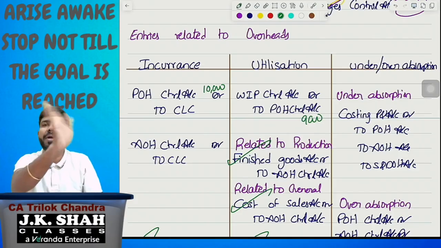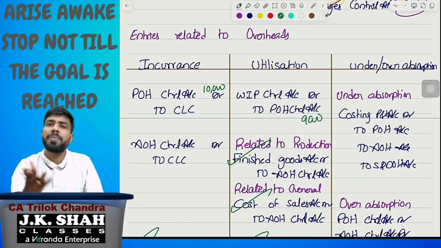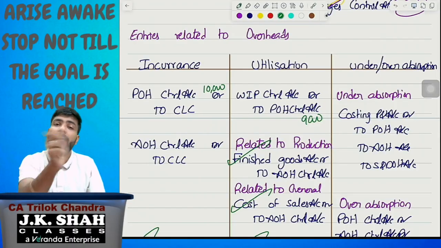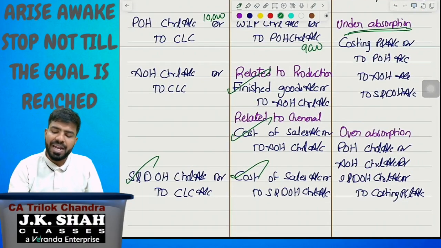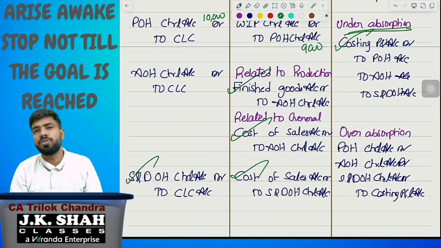So now P&L has to be debited or credited. If you want to decrease the profit, debit the cost in P&L account. So I'm debiting the cost in P&L account. Look at here. When there is an under absorption, debit the cost in P&L account.